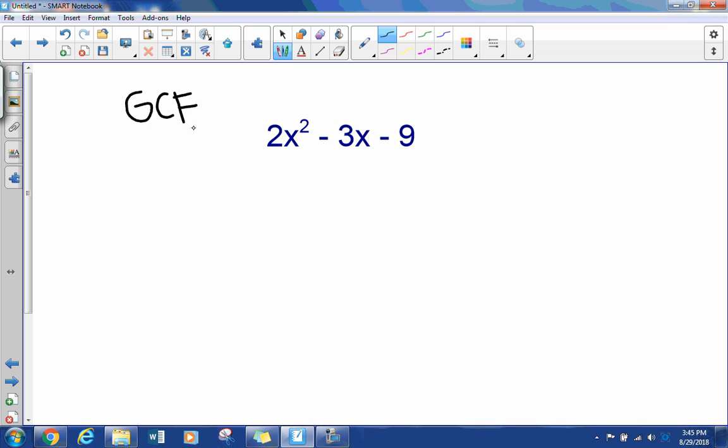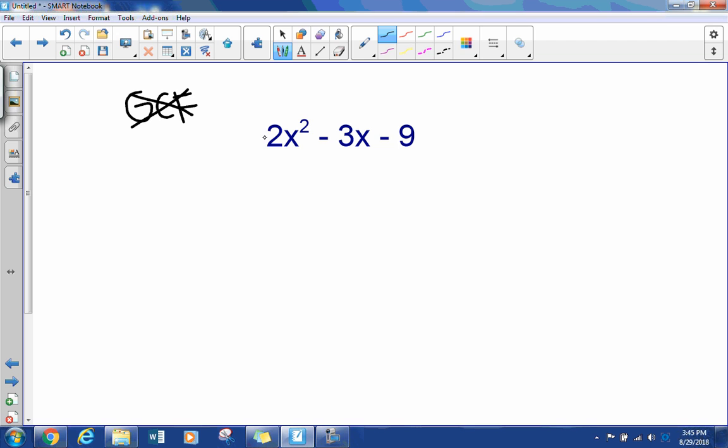If I look here though, I've got a 2, a -3, and a -9. No common factor for them. I've got an x squared, an x, and then no x's, so there's no common factor for them. So I checked for the greatest common factor, but there wasn't one, and so that means we're left with trying to factor a trinomial where the leading coefficient isn't 1.